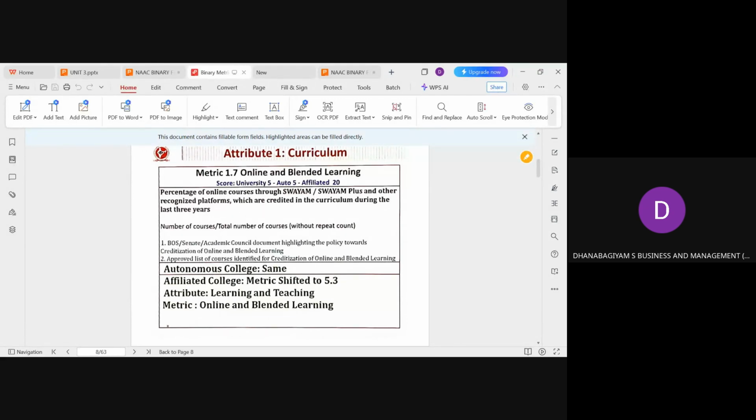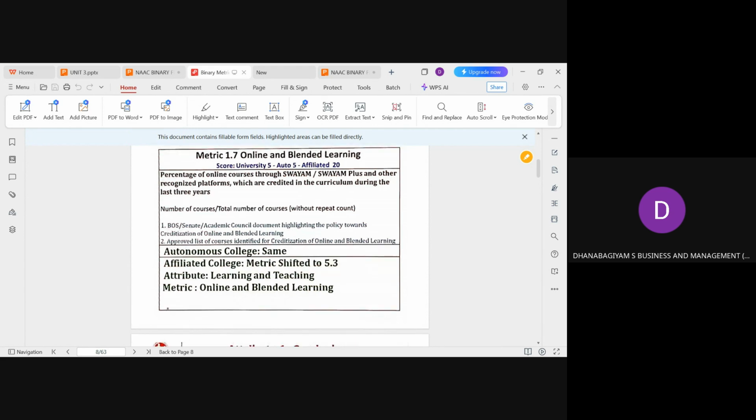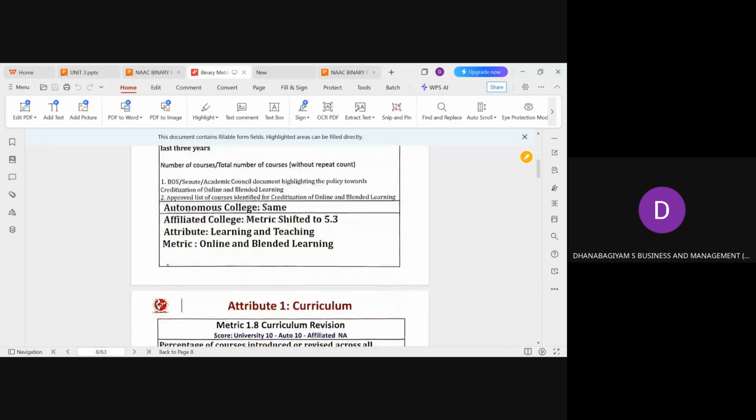Once if they appear for an exam, once if they complete the exam, one or the other certificates will be gained by the students. So likewise, we have to ask the students to enroll more and more for the online and blended courses, which is more and more skill based, which gives more and more knowledge enhancement. And this knowledge enhancement is more and more relevant to the industry level. So likewise, we have to mentor and monitor the students to do the online and blended courses.